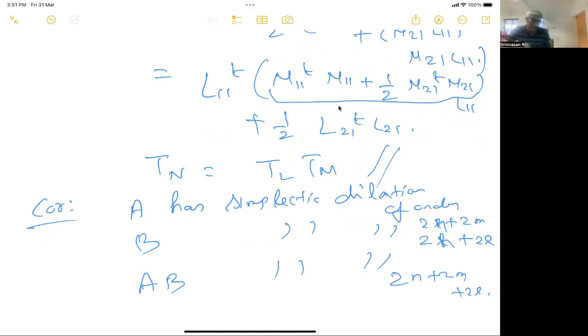A and B are all in M_{2n}. You have some matrices A and B, 2n cross 2n matrices. We already know that every matrix has a symplectic dilation, but this is just a statement about the order. So this is the corollary.